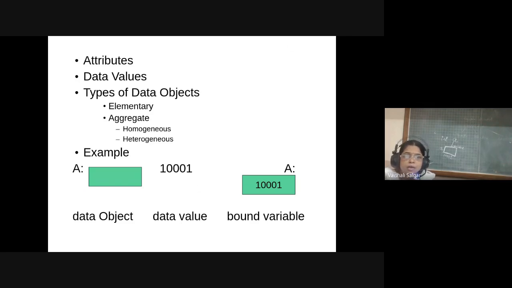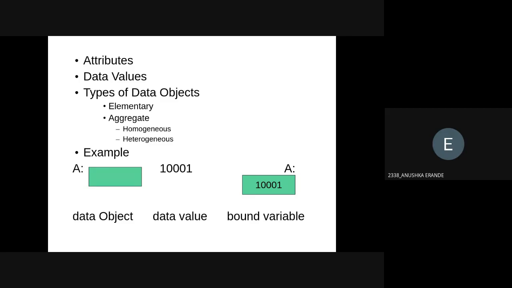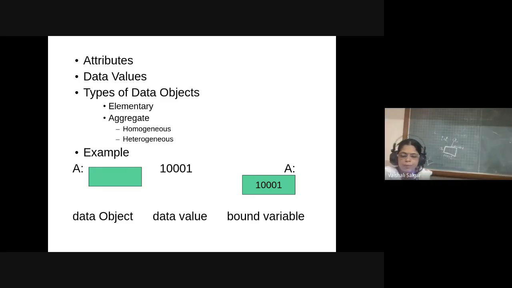So when I say homogeneous, can you give me an example? Which data type will simulate the homogeneous aggregate data object? Because just a few minutes before I talked about homogeneous and heterogeneous. Array. Array is homogeneous, whereas heterogeneous will be a collection of different elementary types of data.